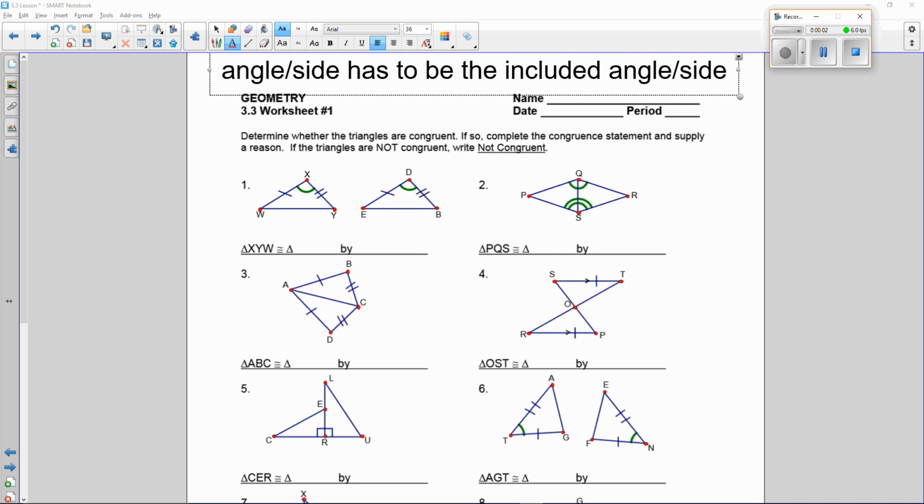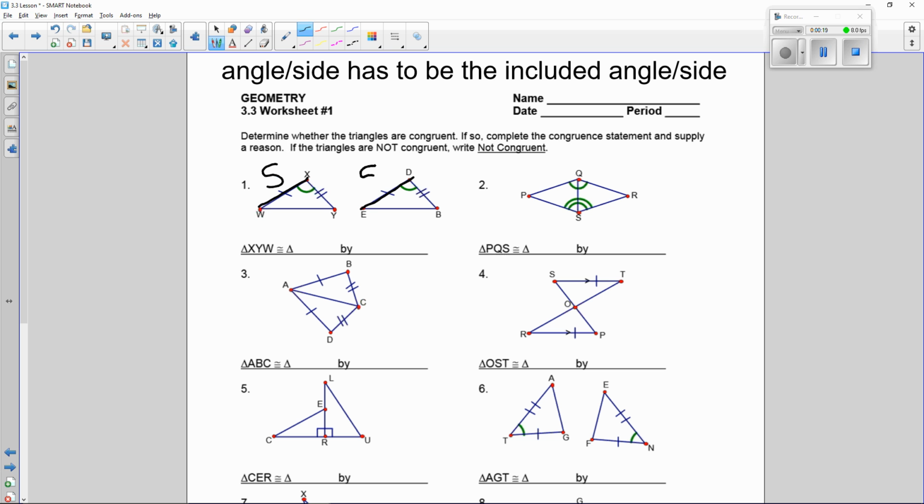All right, so welcome to this 3.3 worksheet optional video where I'm going to help you out with some of these problems. One tip that works for some students is to label as you go. Segment WX is congruent to segment ED because they have the single hash mark. So I'm going to put S since they have a common side. And then I'm going to notice right after the side, both of these triangles have a congruent angle.